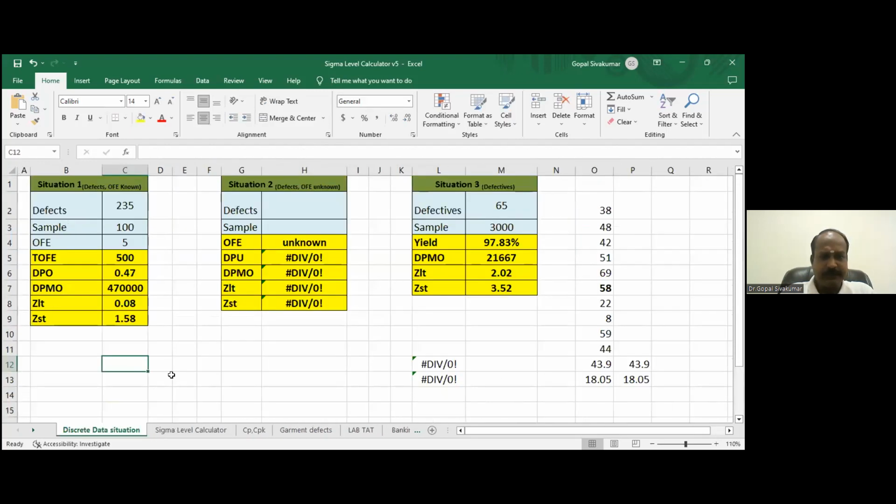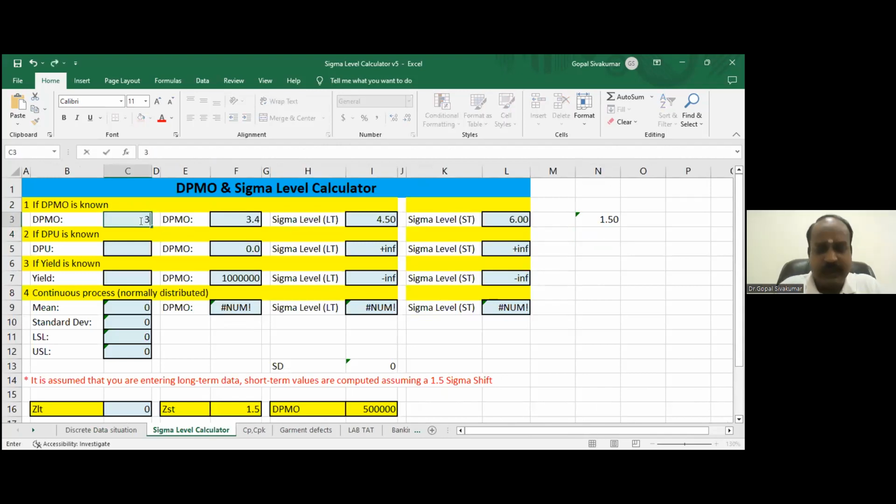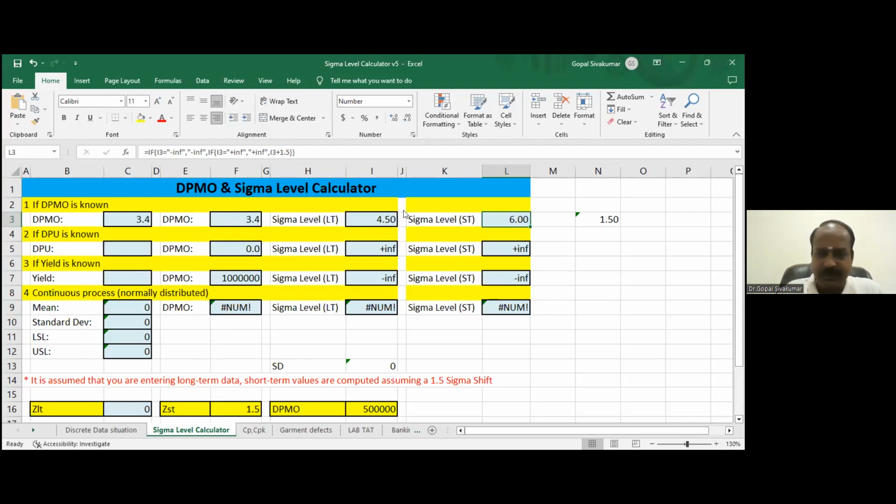Can all of you see the Sigma level calculator here? Now the first option, DPMO. When I type 3.4, it shows the Sigma level. What is the Sigma level? Long term, 4.5. Short term, how much? 6 Sigma. When the DPMO is just 3.4, your short-term Sigma level is 6, long-term Sigma level is 4.5.